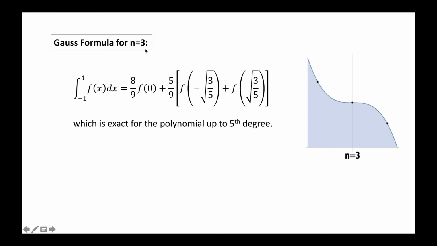Similarly, for the Gauss formula for n is equal to 3, on solving we get the integral is equal to 8 by 9 f of 0 plus 5 by 9 f of minus the square root of 3 by 5, plus f of the square root of 3 by 5, which is exact for polynomials up to 5th degree. So this is equivalent: we have 1 point x1 equal to 0, which is the first point for n is equal to 3. Then minus the square root of 3 by 5, which is this point, and plus the square root of 3 by 5 is this point.